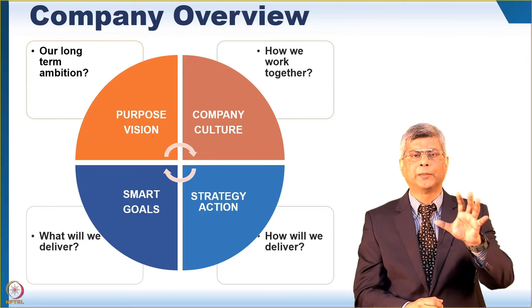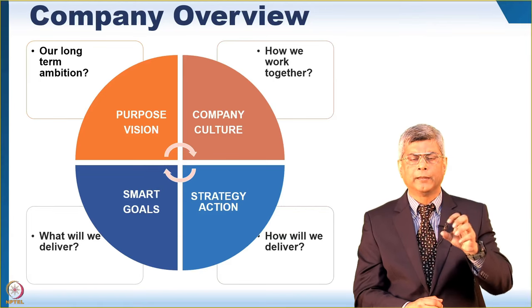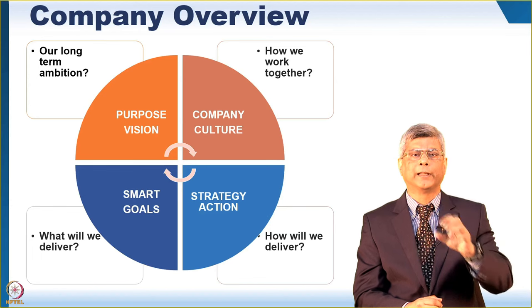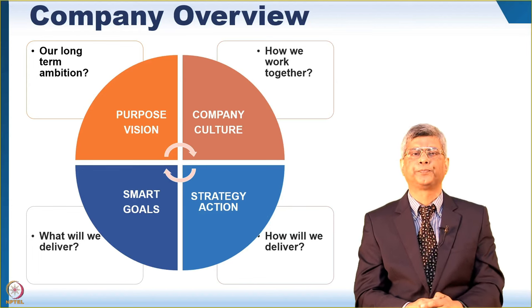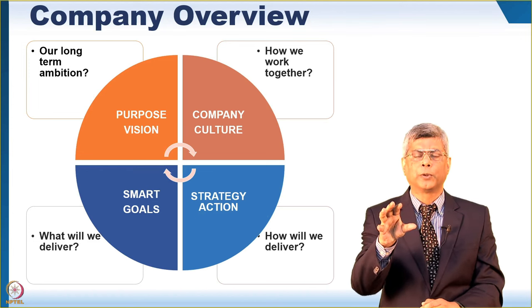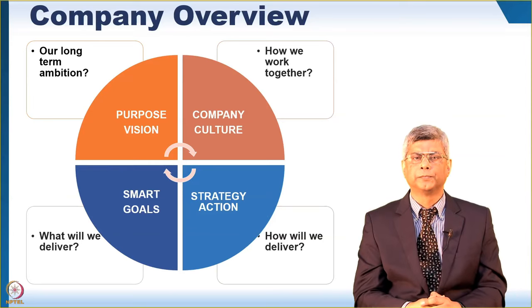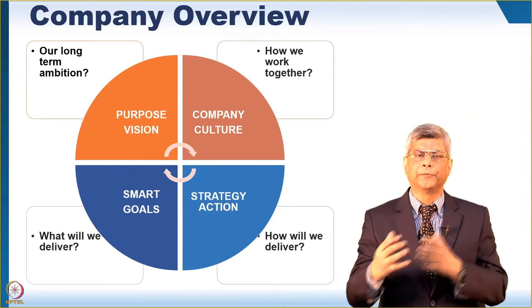So the purpose is the big picture, the ambition. What will you do this year, 10 years later, 50 years later, 100 years later? It's long term. So the top two parts of the circle are more around the soft sides: the culture, the purpose, the vision, the mission, the principles, the values.